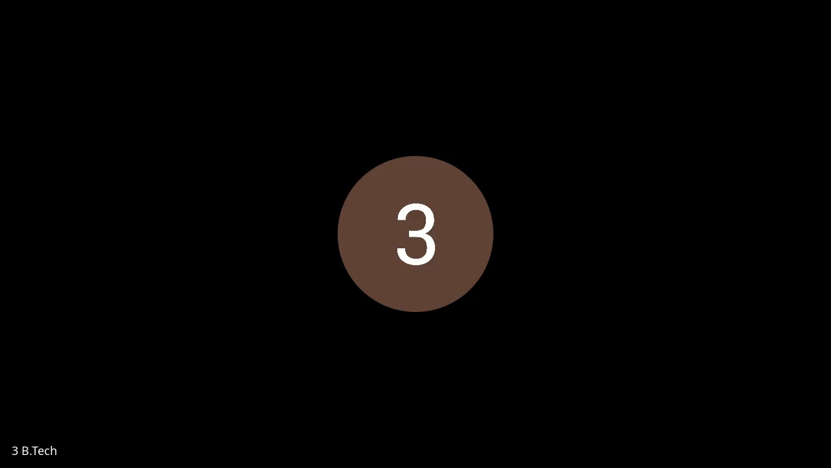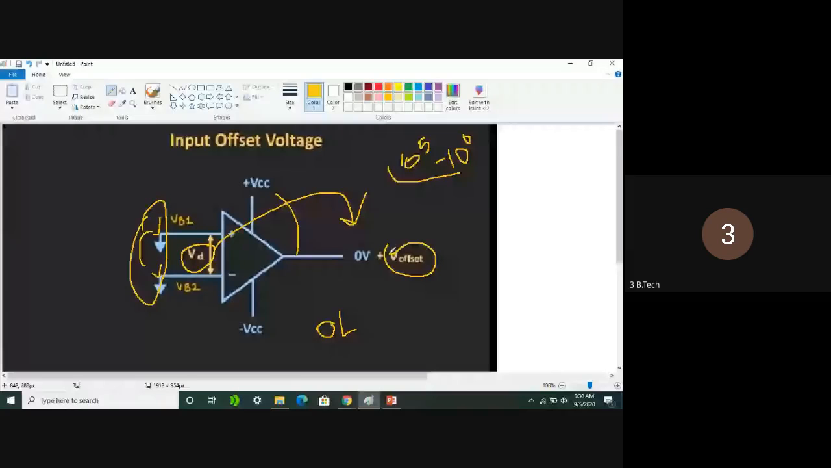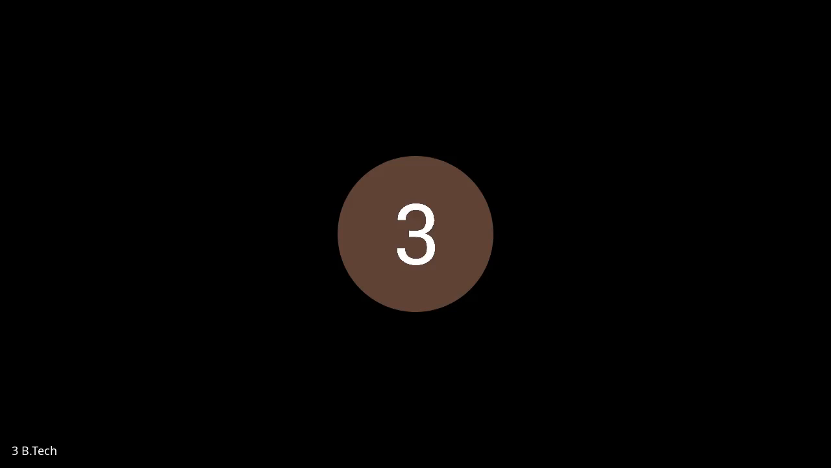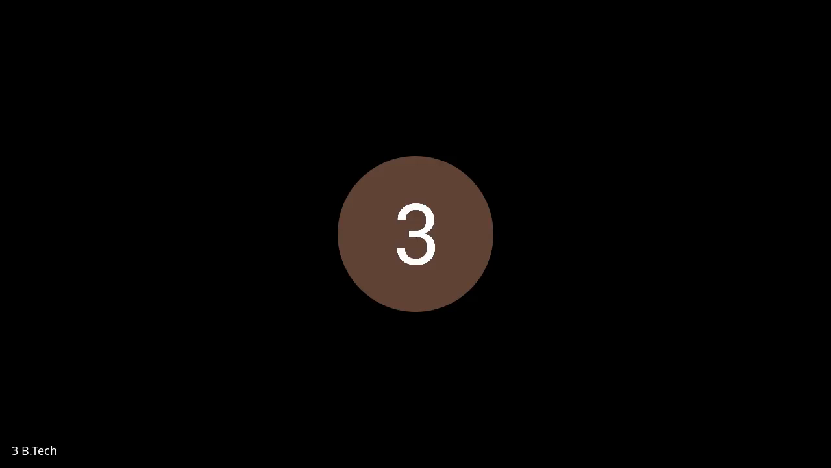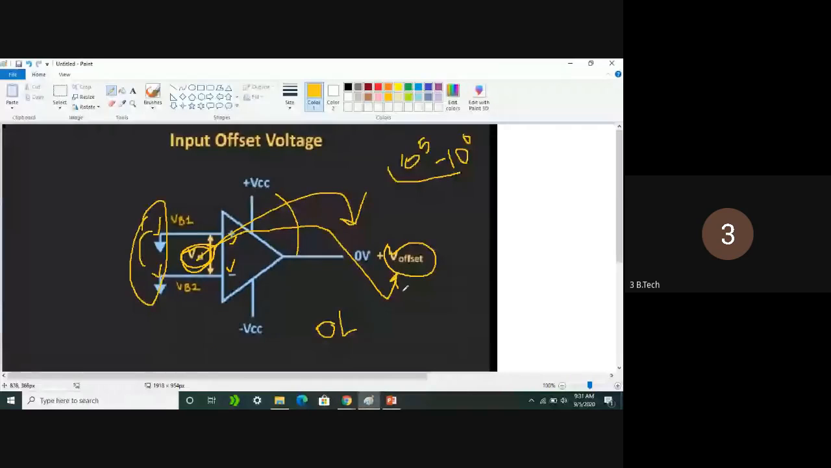Output offset voltage is the output obtained without providing voltages at the input terminals. Because of the biasing differences in the transistors used in the first-stage differential amplifier, that biasing mismatch gives a very small differential voltage at the input side. That differential voltage is amplified, and we get some amount of voltage at the output. That voltage is nothing but the output offset voltage. Output offset voltage is nothing but getting an output voltage without providing any input voltage.